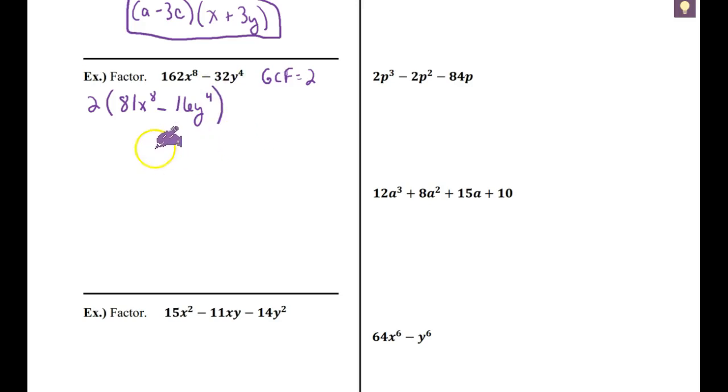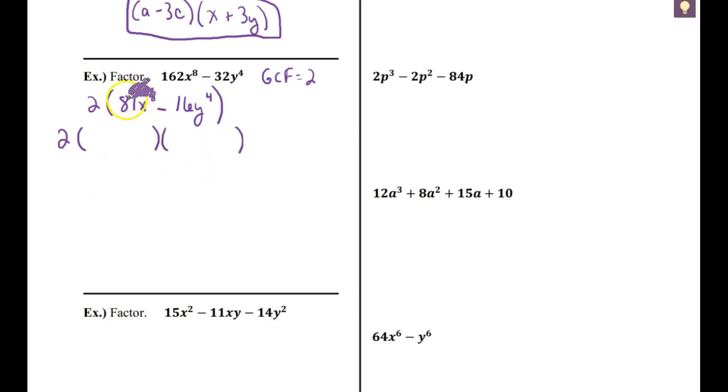I count my number of terms. I have 1, 2. I ask myself, is it a difference of squares? So the difference of squares needs to come first. And 81 is a perfect square. X to the 8th, that exponent is even, so that's a perfect square. 16 is a perfect square, and y to the fourth, that's a perfect square. So I have to factor it as a difference of squares.